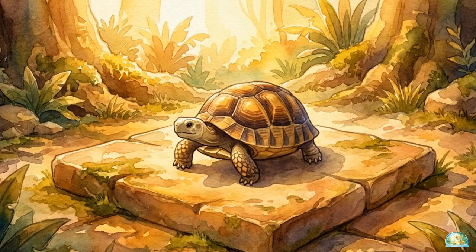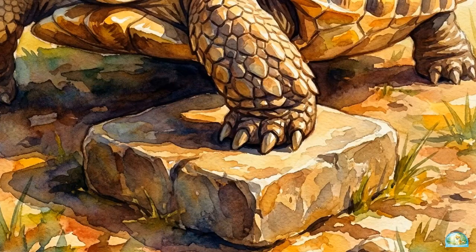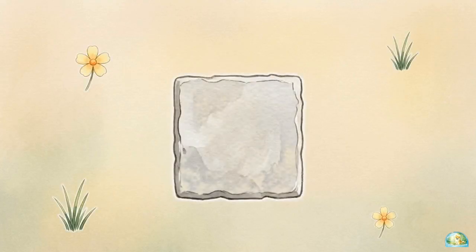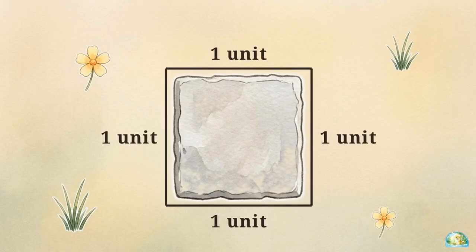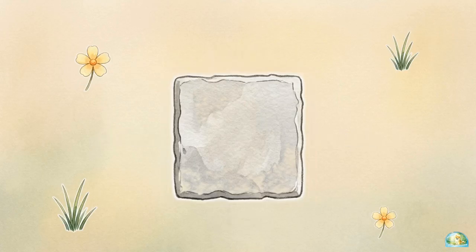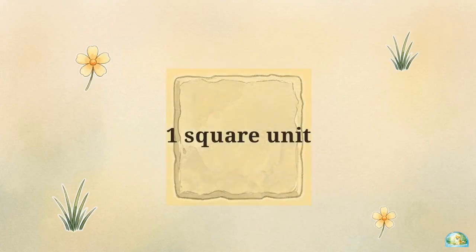Look at where Bramble is standing right now. This single, perfectly square flagstone underfoot is going to be our new measuring tool. Looking at this diagram of the stone, we can measure its edges. Every one of its four sides is exactly 1 unit long. In mathematics, any square with sides that are exactly 1 unit long is called a unit square. That gives us a reliable baseline rule for the entire garden: 1 unit square covers exactly 1 square unit of area.